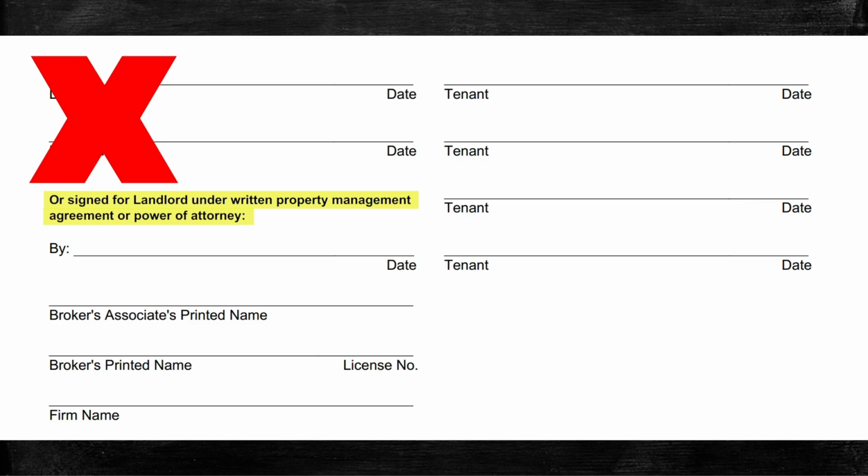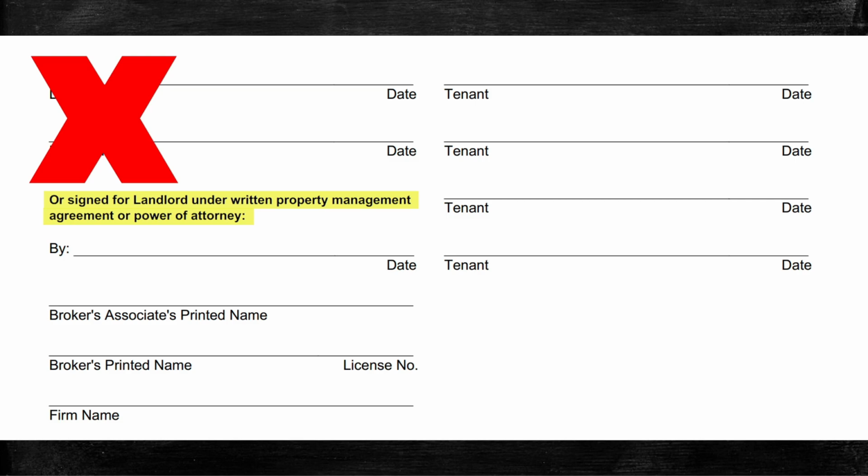Now, mind you, back in paragraph 1, for parties, we're still going to have to write the landlord's name as the party to the lease agreement. The property manager is not a party to the lease agreement. They're merely acting on behalf of the landlord, who is the party to the lease agreement. So no landlord signature when we're dealing with a property manager.